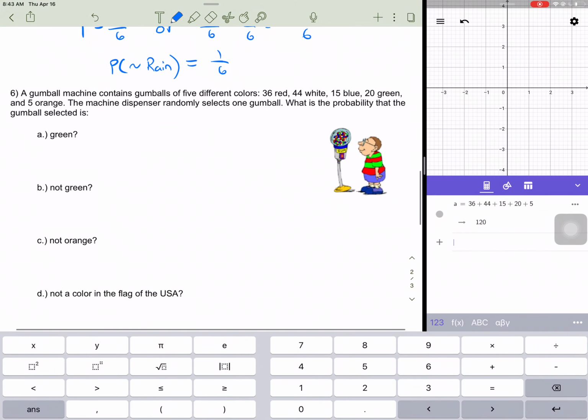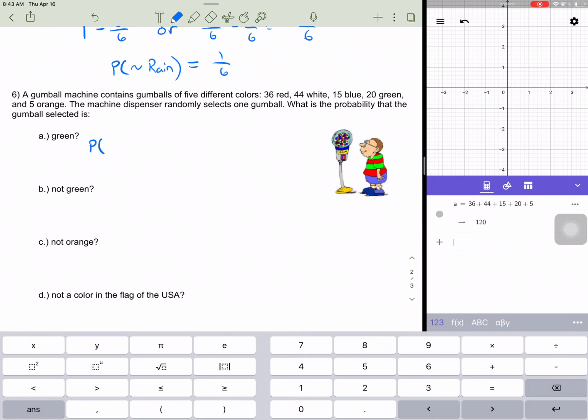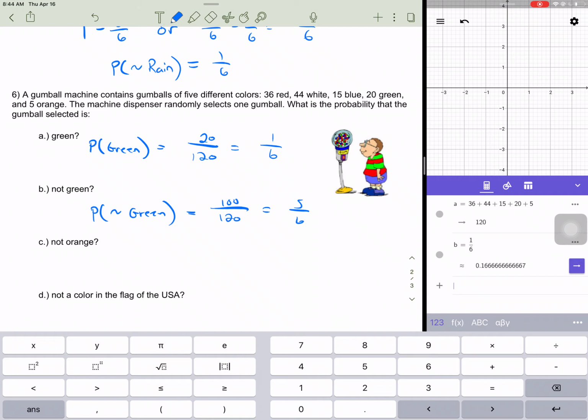So what is the probability that one will be green? Probability of green. Well, out of 120, how many are green? 20. You could reduce that if you wanted to 1/6, which is 0.16 repeating. Not green. Well, how many are green? 20 are green. So if 20 are green, that means how many different ones are not green? The probability of not green, 100 out of 120, which is 5/6.